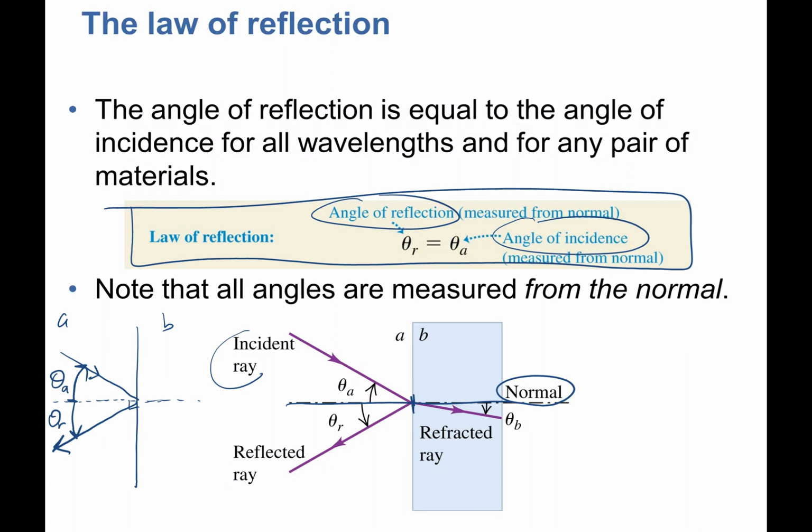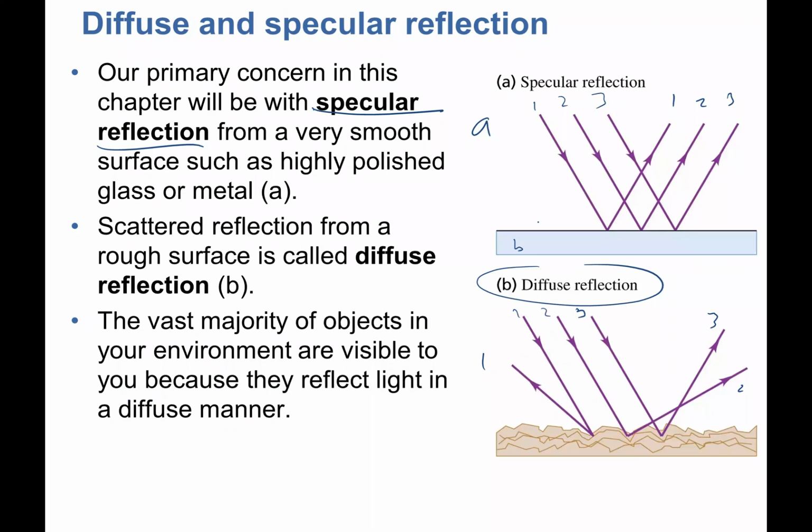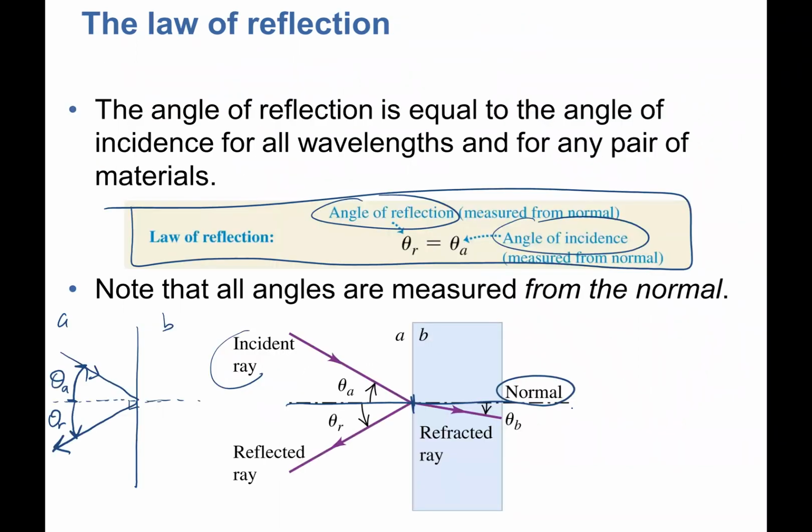So let's jump back to the previous slide. See here, if I do the normal like that, those two are the same. Normal like that, those two are the same. Even here, this is the normal, those two are the same. This is the normal, those two are the same. And here, this is the normal, those two are the same. That means when it reflects, it always reflects with the same angle as the incident angle. All right, so this is known as the law of reflection.